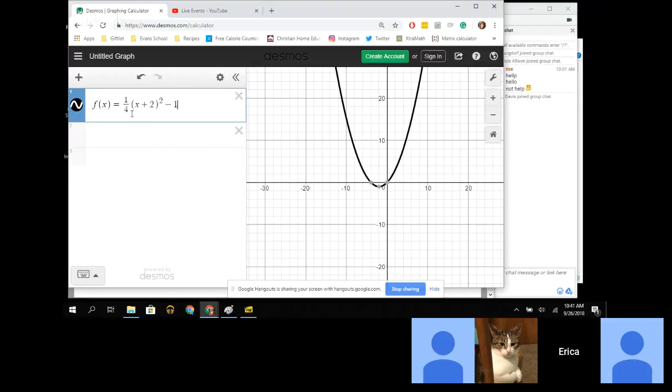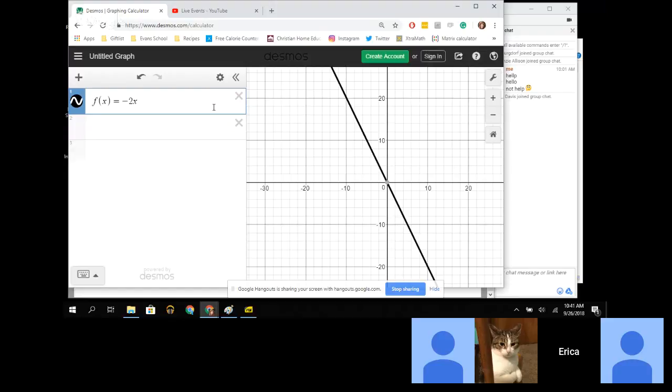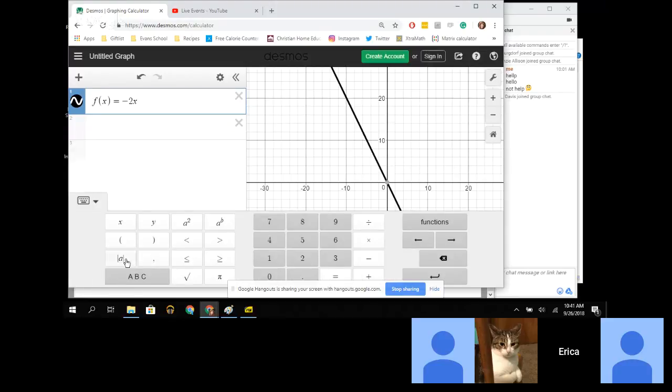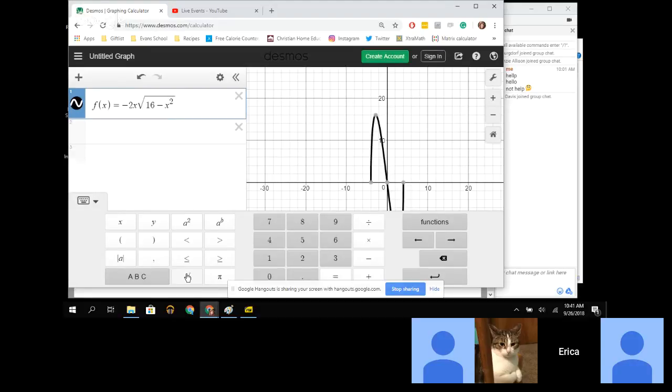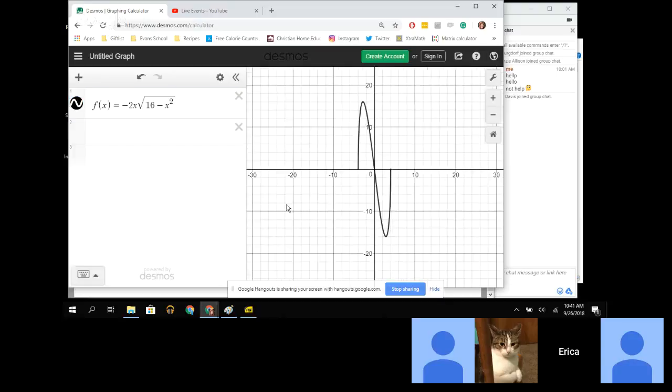Okay, so let's try number 40. I don't know what 40 is going to be. I haven't looked at that one yet. Negative 2x times the square root of 16 minus x squared. Oh, this is a crazy looking one. It's kind of a cool one, right?